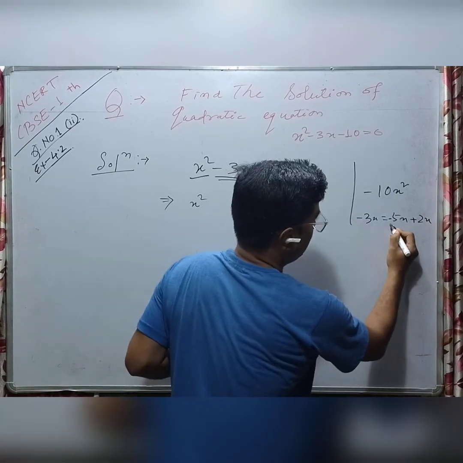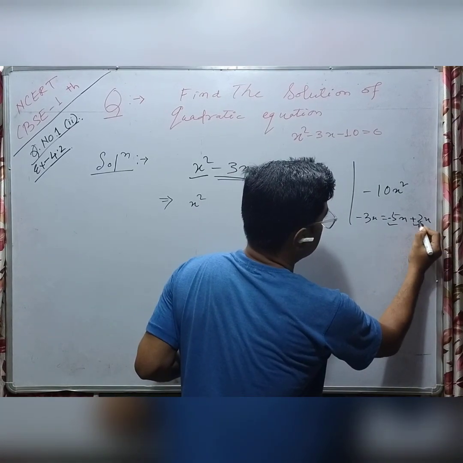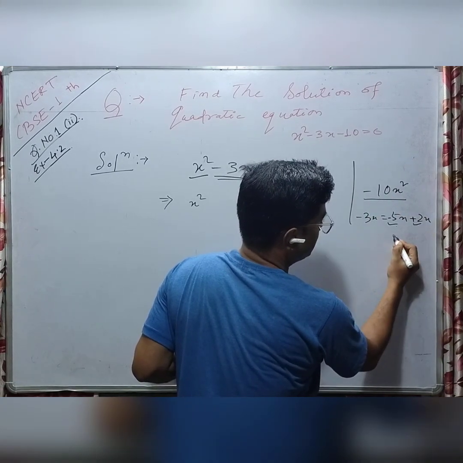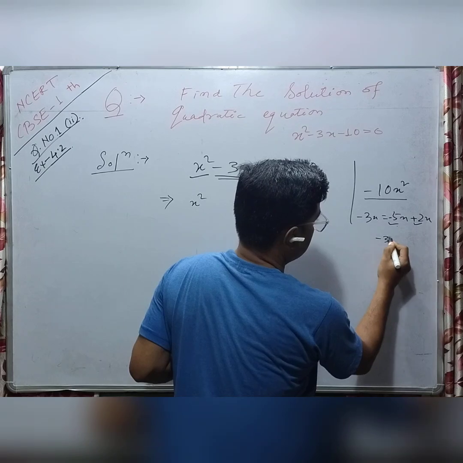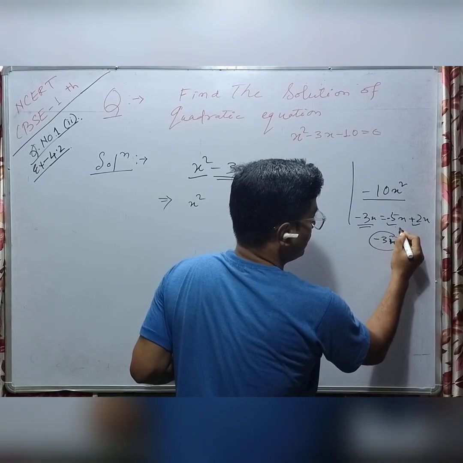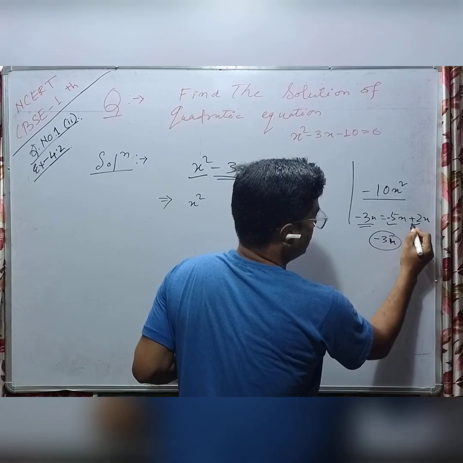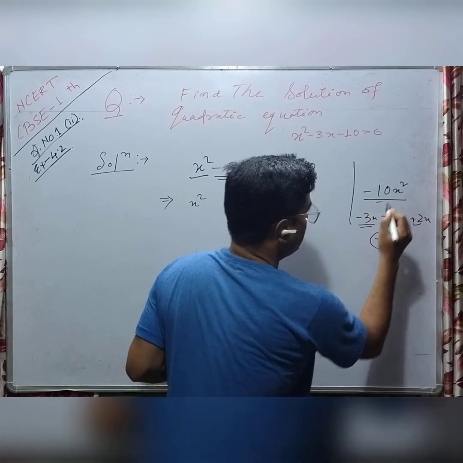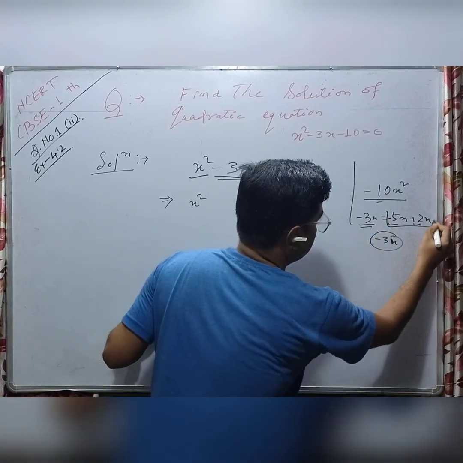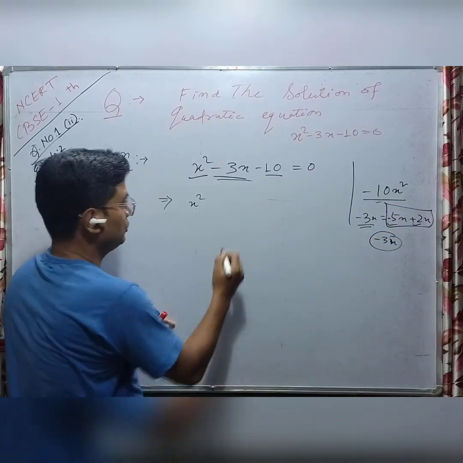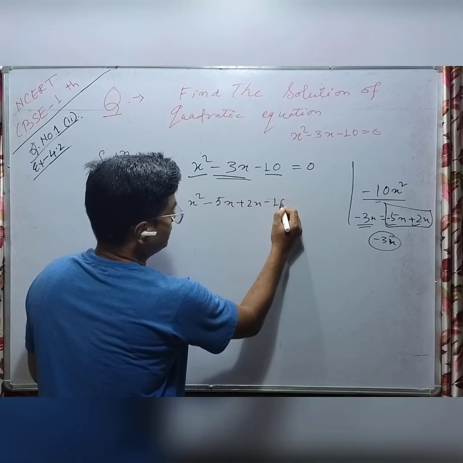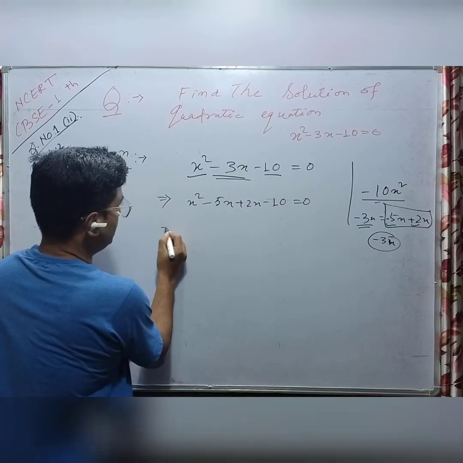Students, see, the multiplication of minus 5x and plus 2x is minus 10 x square, and the addition of minus 5x plus 2x is equal to minus 3x. It remains minus 3x. So the factors are minus 5x and plus 2x. So x square minus 5x plus 2x minus 10 is equal to 0.